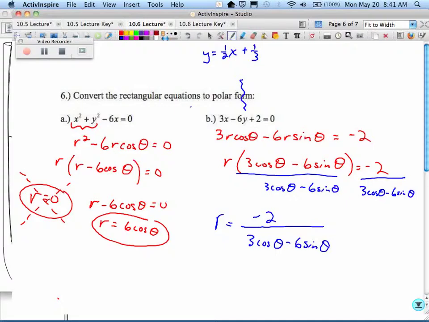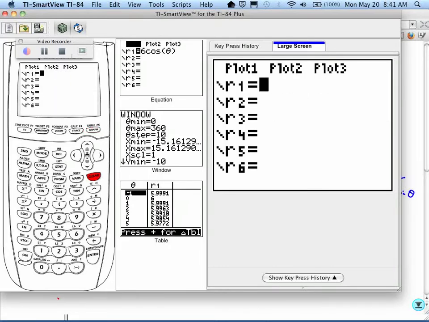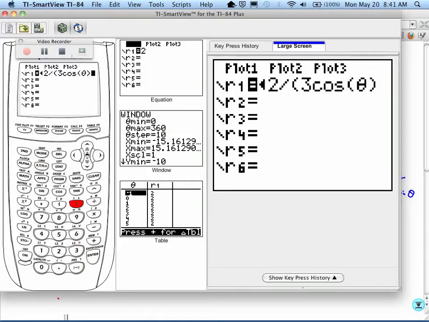Negative 2 is being divided by 3 cosine of theta plus 6. Oh, sorry. Minus 6 sine of theta. Close that, close that. Wait, that's not a thing.